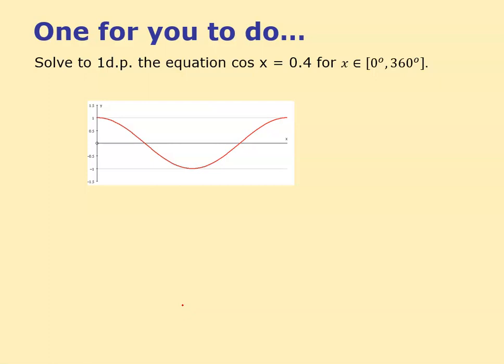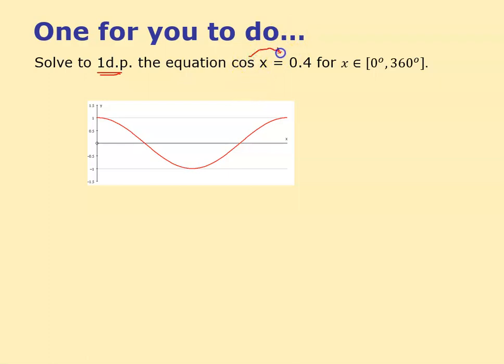Here's one for you to do, it says. Well, I've very kindly drawn you a cos graph here already. Solve to 1 decimal place, that's unusual. Usually it's 3 significant figures, but this one says 1 decimal place. Solve the equation cos x equals 0.4. Well, again, you always need to find what's called the principal solution. I'll do this anyway. If you want to pause the video, it might not be a bad time to do it. I'm going to do it now.